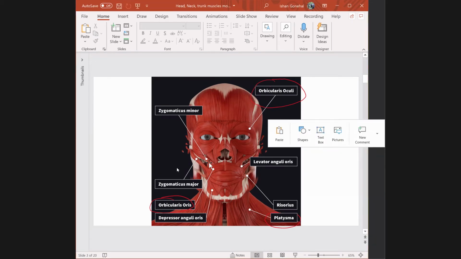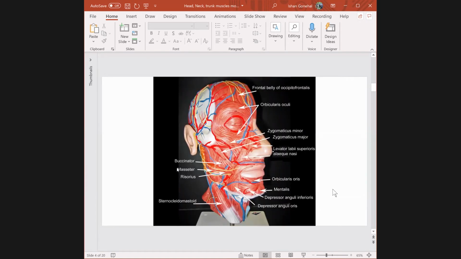Any time you see wrinkles or tensors on the neck, that is caused by platysma. Okay. So again, the same thing: frontal belly or frontalis. Orbicularis oculi, this entire thing, can't see the red ones. Orbicularis oris, which is your lip muscles.